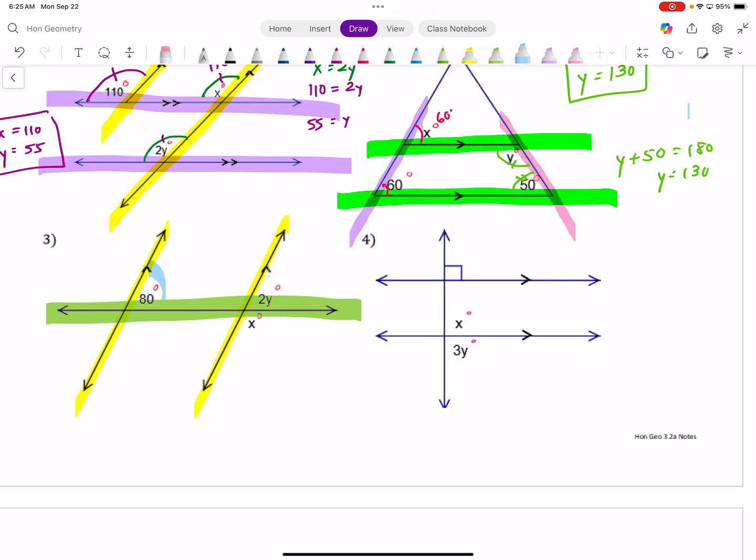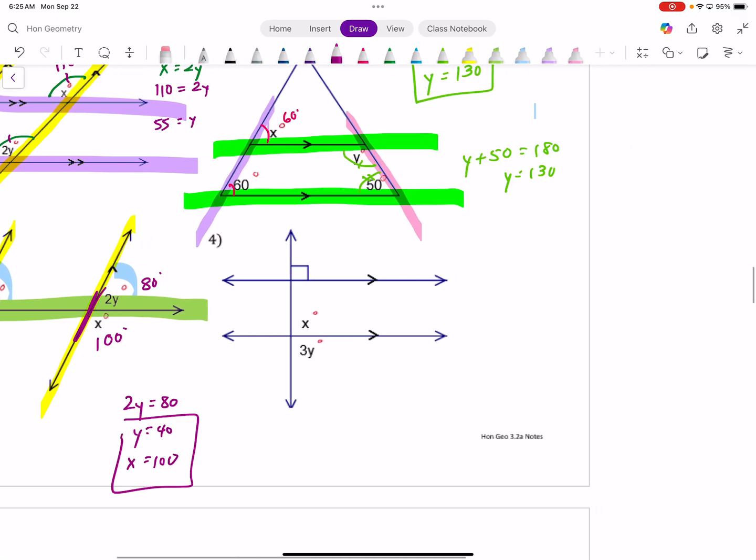These are corresponding angles from those parallel lines. So if this is 80 degrees, this is 80 degrees. So 2y is 80. y's got to be 40. And if that's 80 degrees, this is a linear pair. So this is 100 and, oh my gosh, total is 180 degrees. So this is 100 degrees, which is what x is. So y is 40, x is 100.